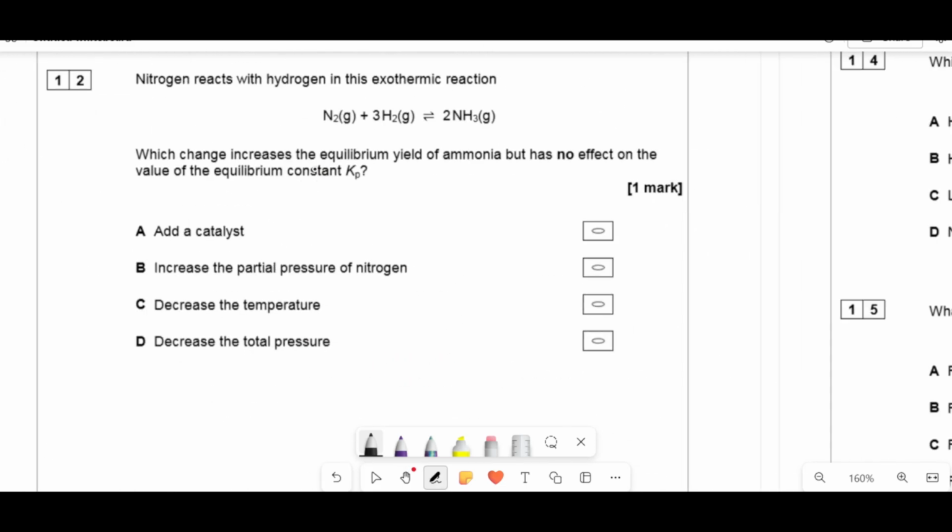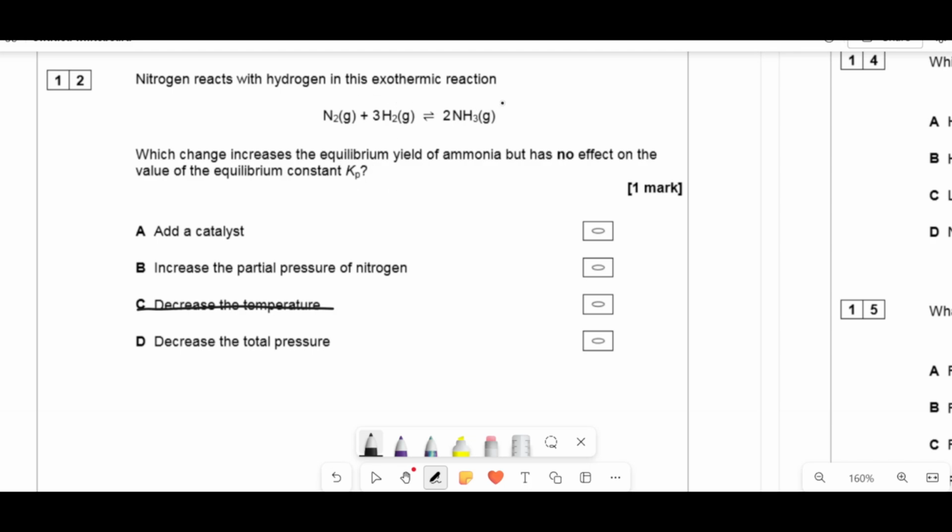Nitrogen reacts with hydrogen in this exothermic reaction. Which change increases the equilibrium yield of ammonia but has no effect on the value of Kp? So immediately, anything that affects Kc, Kp, Ka, Kw, K anything is temperature. So I can immediately get rid of the temperature one because that will change Kp, right? Now what we want to do is increase the yield of ammonia. So this is exothermic, so decreasing the temperature would make it go this way, but remember, we don't want to change Kp, so that one's out.